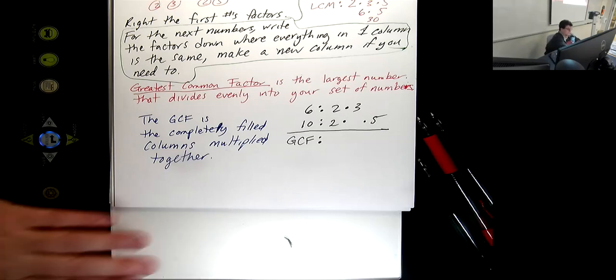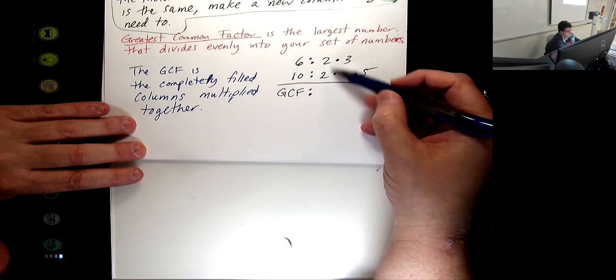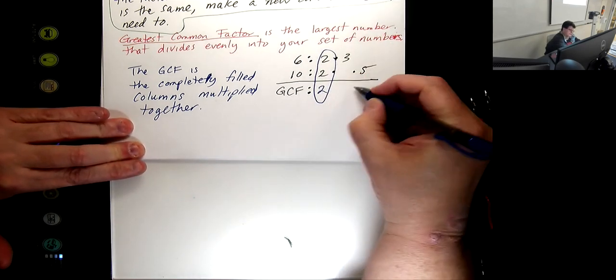All right, so the only column that has numbers in each row is the 2. The GCF is 2.